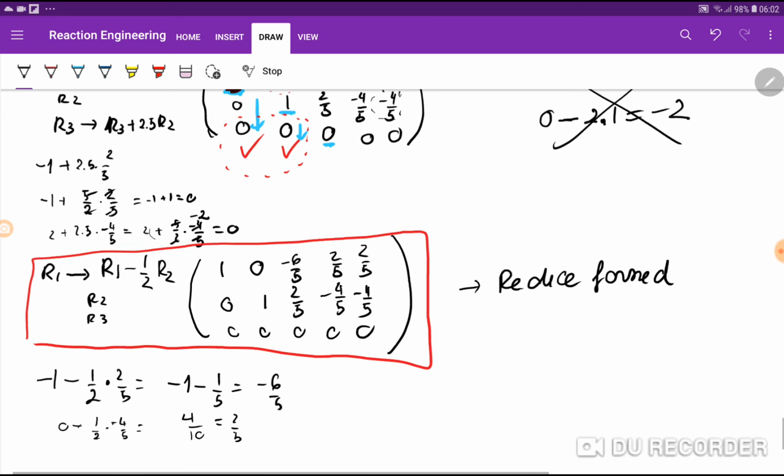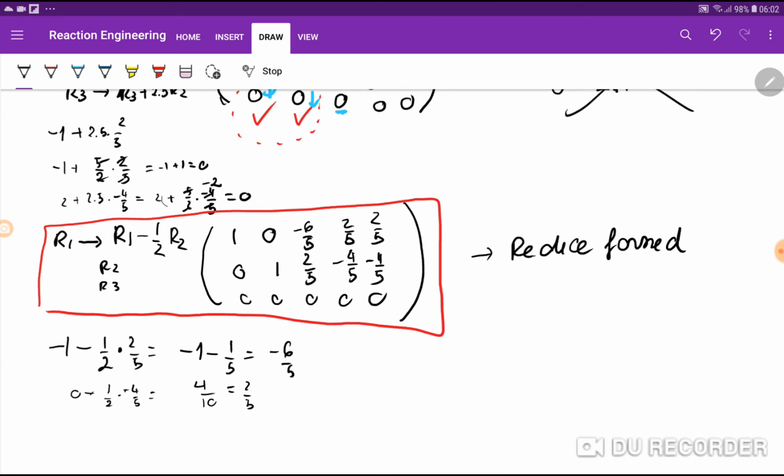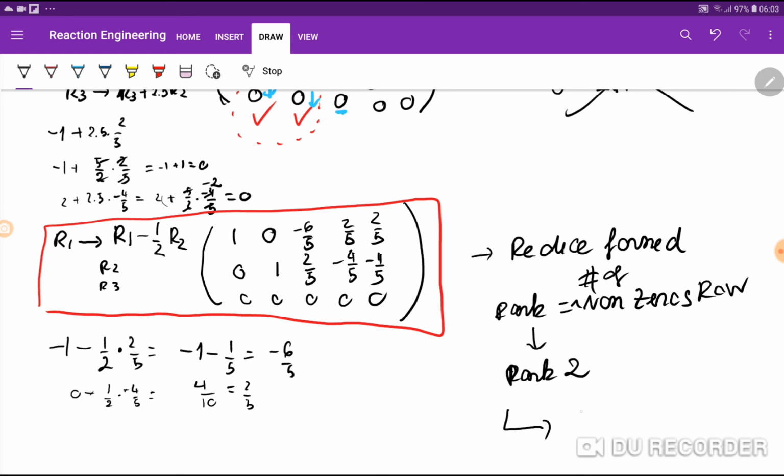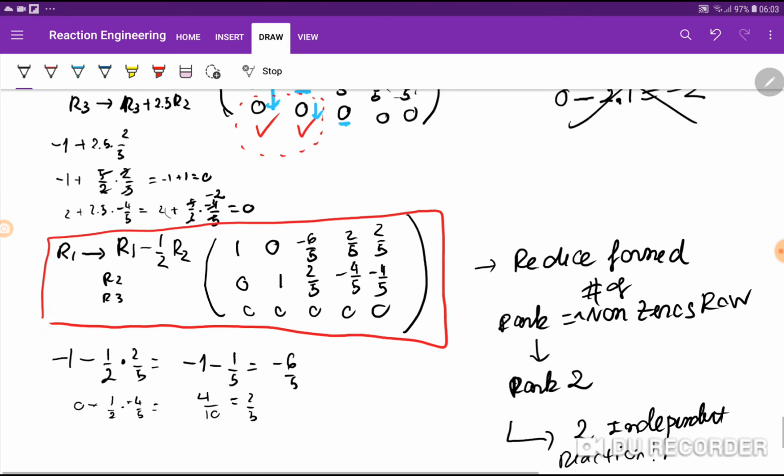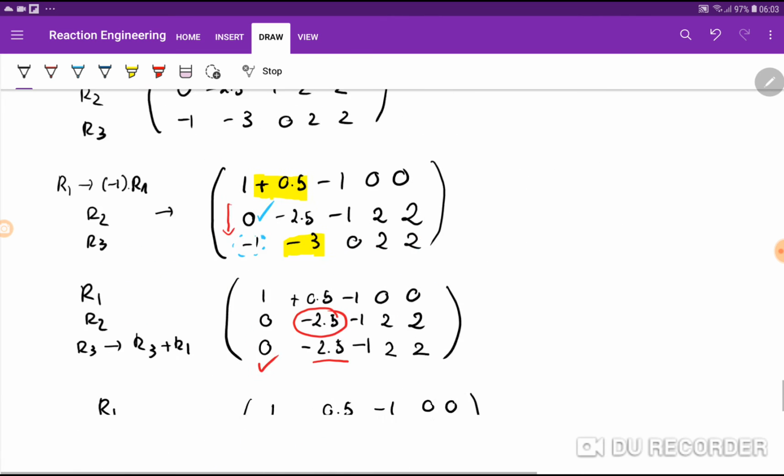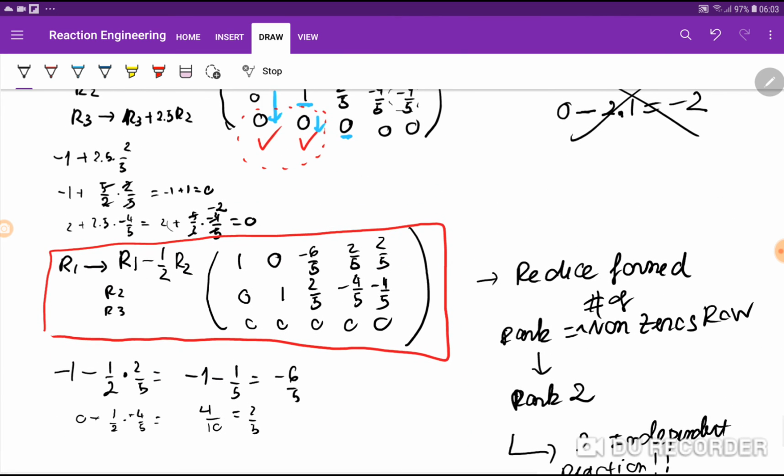Okay, and the rank of this, how do you calculate the rank? The rank, I think, is the number of non-zero rows. So you have row 1, row 2 is non-zero, so the rank is 2. If you do chemical engineering and you come up with rank 2, it means there are 2 independent reactions. Yeah, that's what I remember. So this is our form right here. If it's confusing to you, let me know in the comment section below.